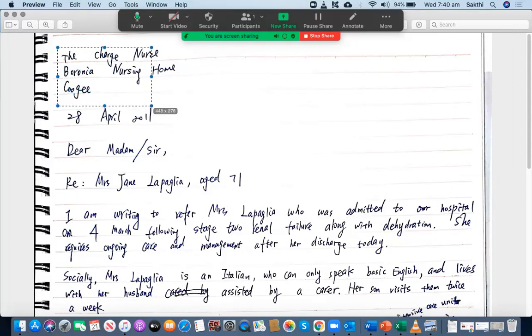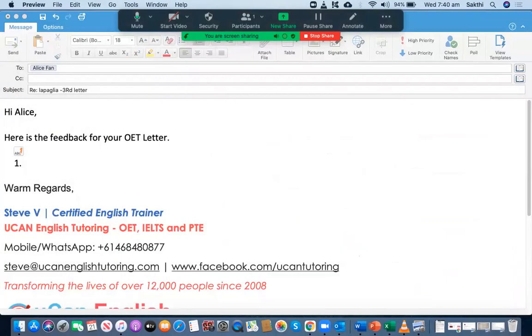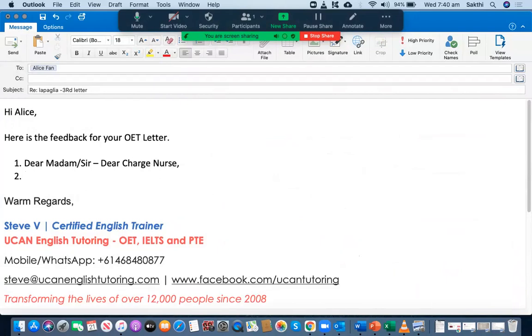So the student has written down the addressee's contact details on the top, and there is no issue here. So I'm happy with that. And then she has written on the date. That's good as well. And then she has written on dear madam or sir. That's okay, but she could have used maybe dear nurse or dear charge nurse. That is just a recommendation only. So instead of writing dear madam or sir, if we get the designation, it's better to use it. Dear charge nurse. But that's a recommendation only. It's not a major mistake. All right.